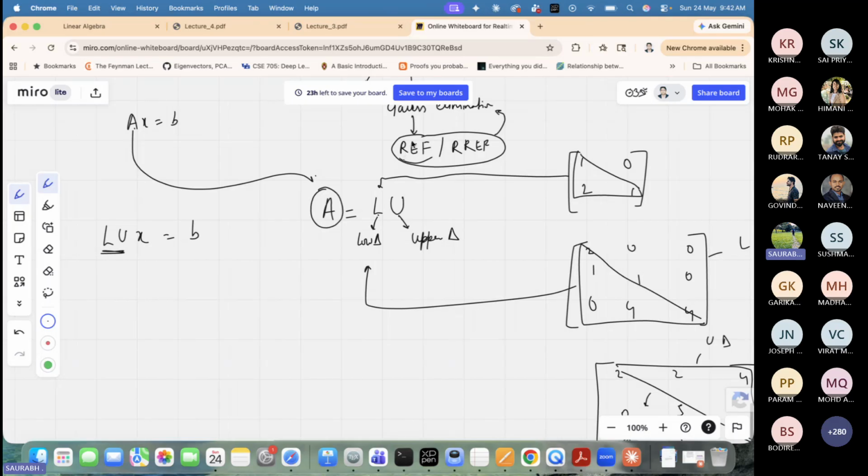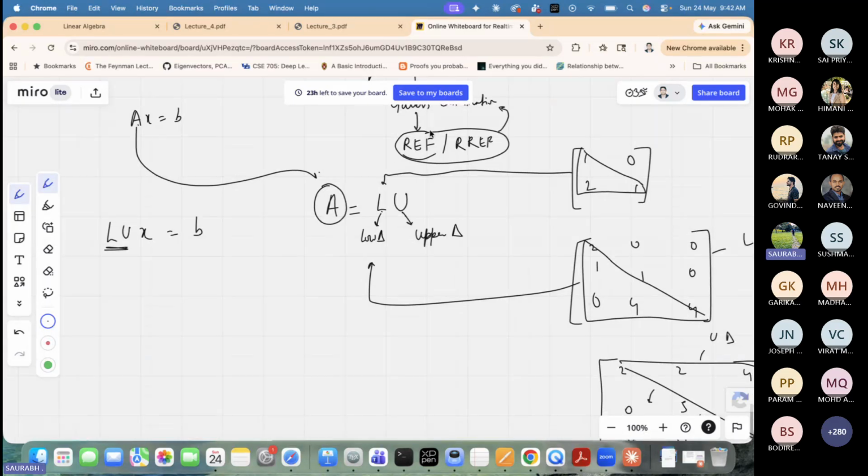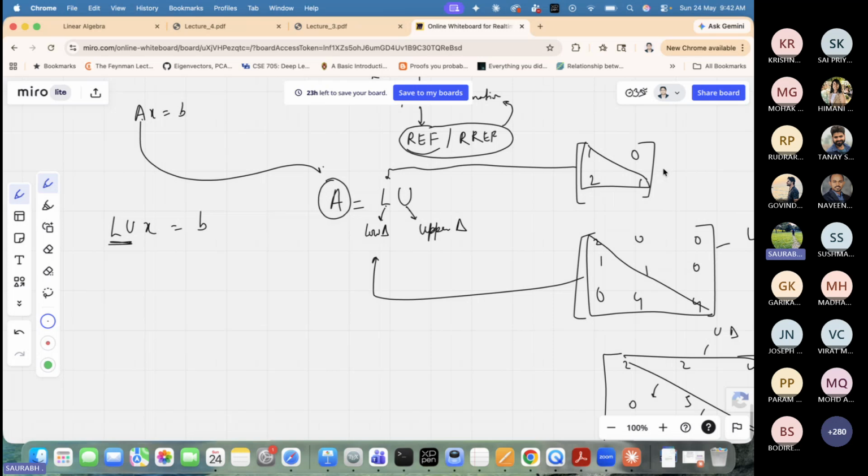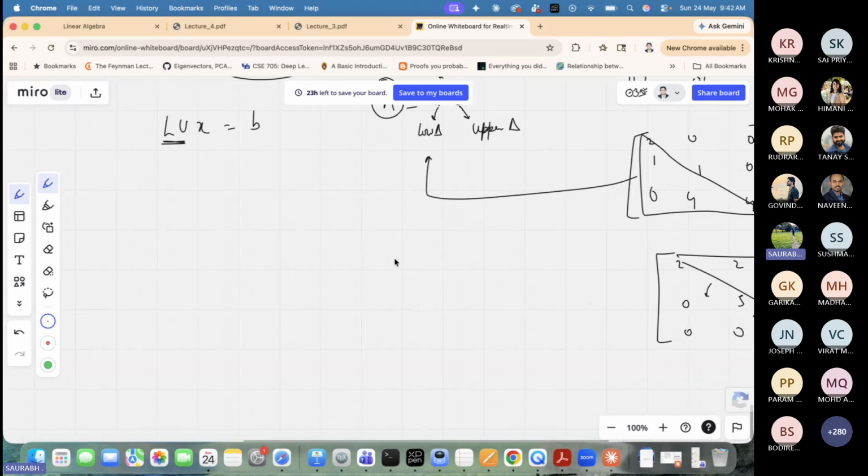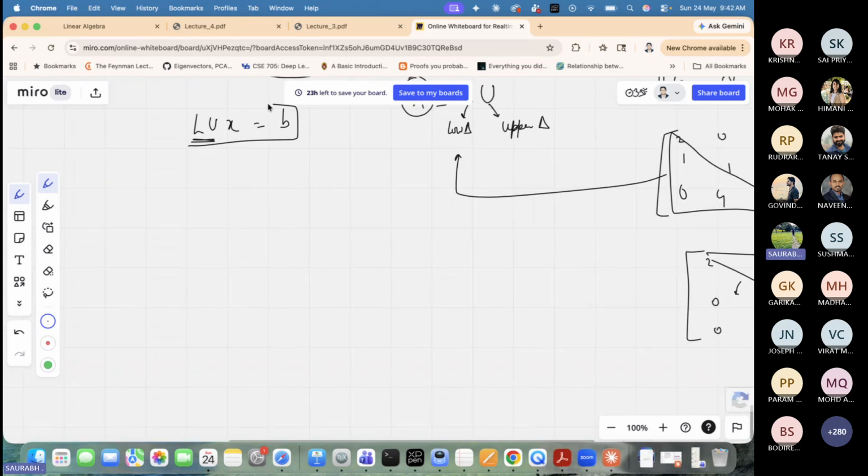So what I mean by that is, think of a simple matrix for now. Remember this equation, LUx: lower triangular, upper triangular, multiplied by the vector, giving a new vector. Let's look at a matrix. A matrix is, let's say, 2, 1, 4, 3.